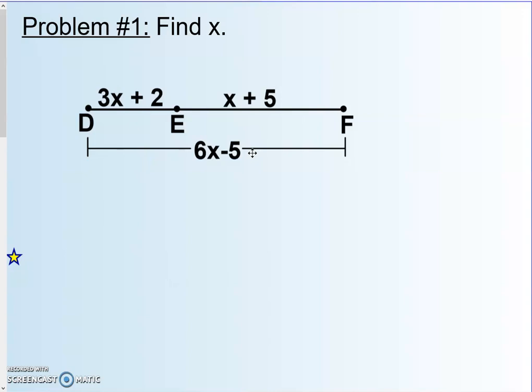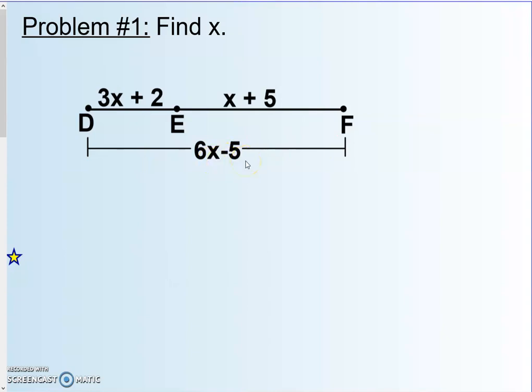Hey, welcome back. So I want to make sure we understand exactly what's going on in this. I see segment DE, and segment DE has a length of 3x plus 2. Now x is some number, like if x was, say, the number 11, DE would be 3 times 11, 33 plus 2. DE would be 35. Segment EF is length x plus 5. And the final segment, the big one, segment DF, is called 6x minus 5.